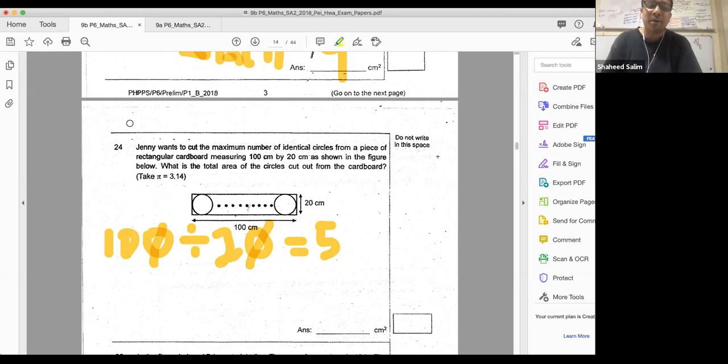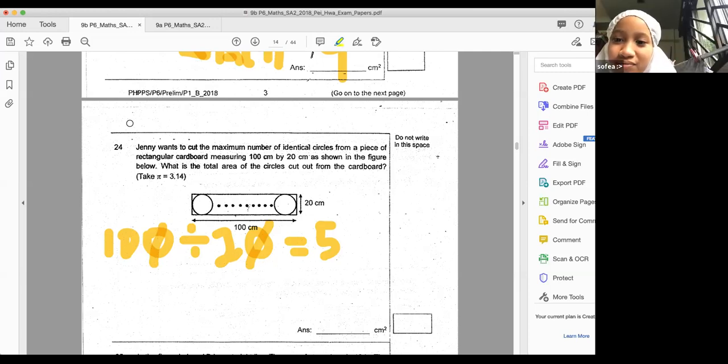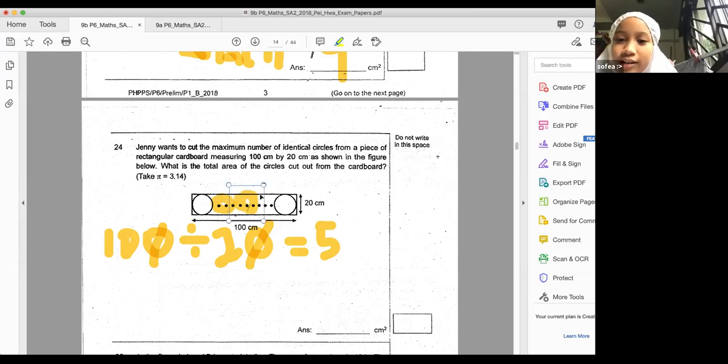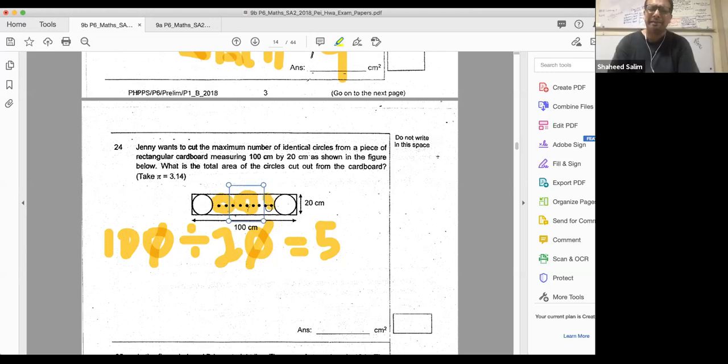Pi times, what's the radius? Radius is half of diameter. This is the 5 in number of circles like that. Hello, diameter. I draw you a diameter. This circle, diameter is 20 cm. What is the radius? 10.